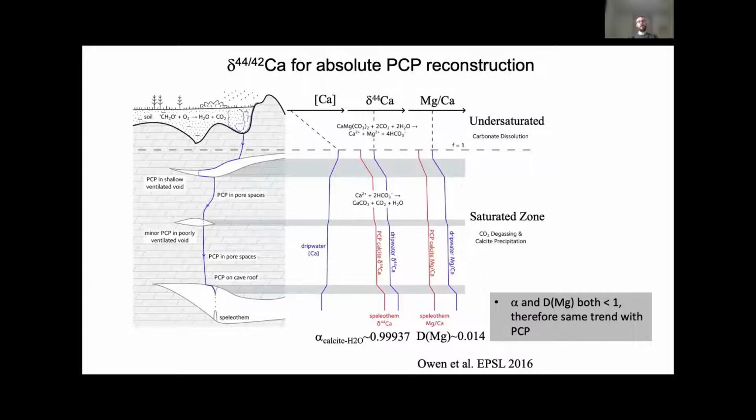So the underlying mechanisms are the same. What we can see at the bottom of this figure is that the fractionation factor for calcium isotopes between the solid and the solution is slightly less than 1. So from that point of view, it's similar to magnesium, where the partition coefficient is also less than 1 in that case. So the direction of change as a result of an increasing amount of calcite precipitation is the same. So as calcite precipitates, whether it's in voids above the cave, on stalagmites, or on the cave roof, drip water calcium concentration is decreasing, whereas the calcium isotopes are increasing, just as the magnesium calcium is also increasing.